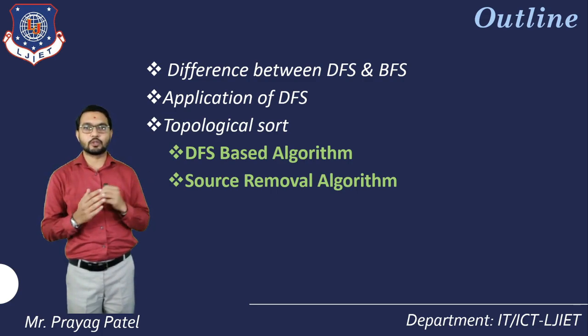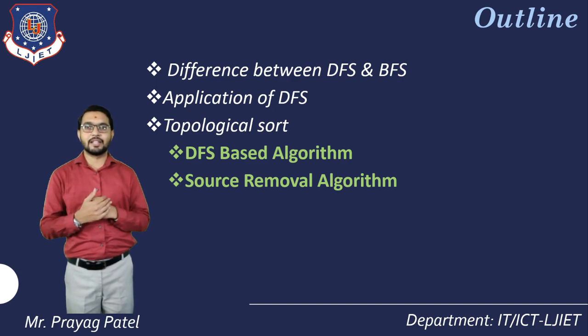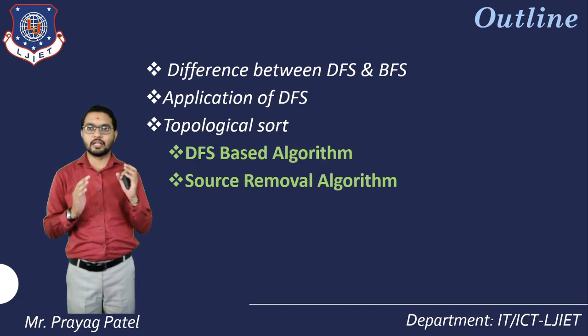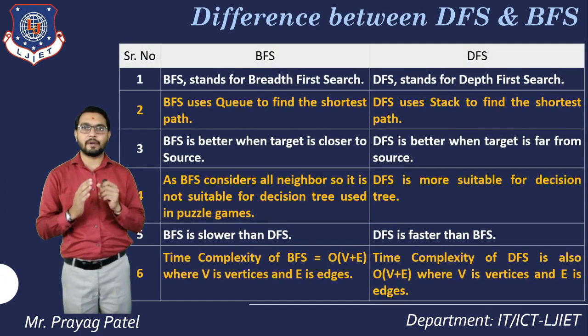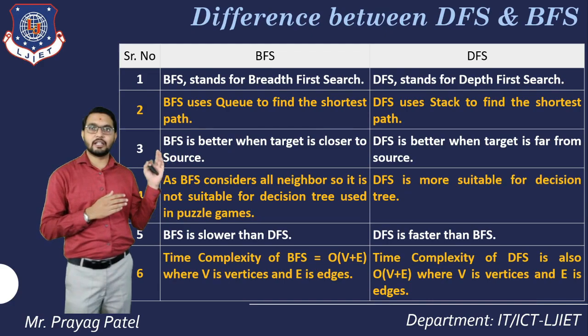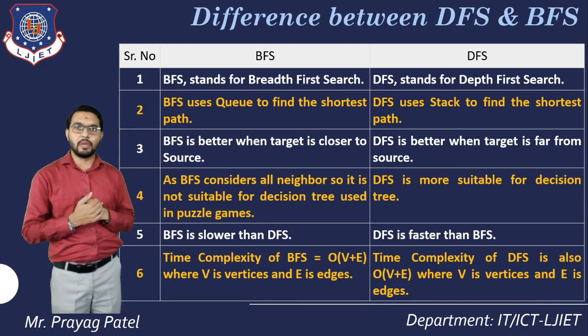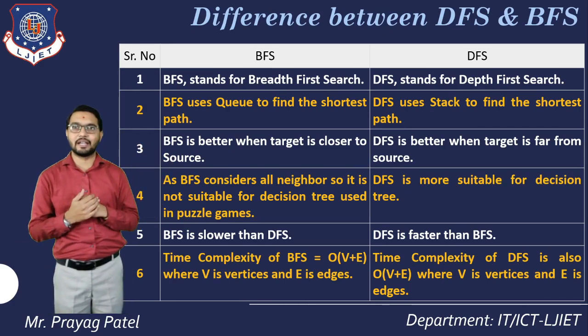Here for topological sort order, there are two algorithms or two techniques to find the topological sort order. First, a DFS based algorithm, and second, a source removal algorithm. Now consider the first difference between DFS and BFS. Here consider the first column as BFS and the second column as DFS.